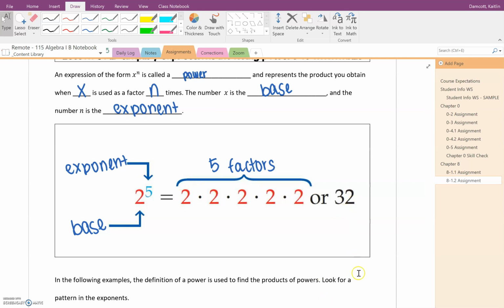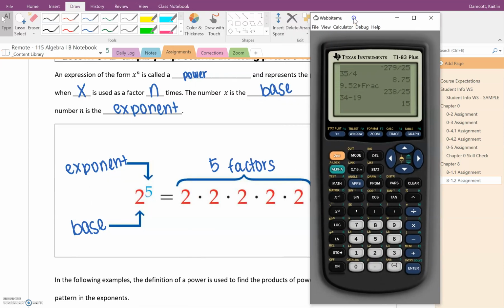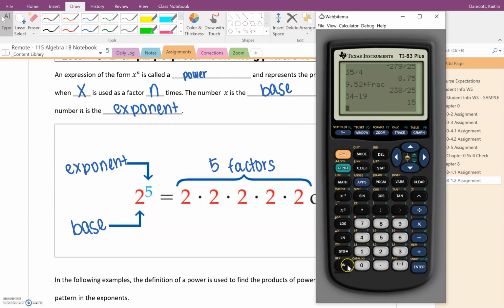Now, just so that you guys are aware, in your calculator, if you wanted to find the answer to this, you would do 2, and then there's this arrow button, the caret button above the division sign, that's going to be like, hey, I want an exponent. And then you would type in 5 because our exponent is 5, and then hit enter. And the answer is 32.